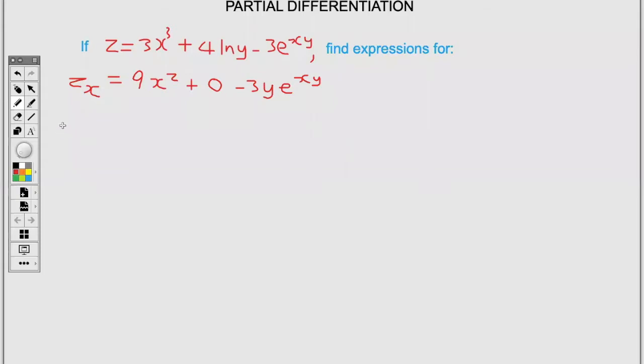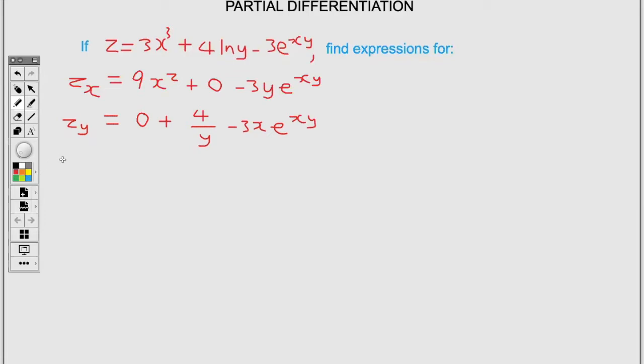Now we can also do the partial derivative with respect to y. So we're going to treat x as a constant, so that is 0. We differentiate ln y, it's 1 over y, so that means this is the same as 4 over y. On the exponential, we're differentiating y, treating x as a constant. So differentiate the y, we'll have x, so it's minus 3x, and rewrite exponential e to the xy.